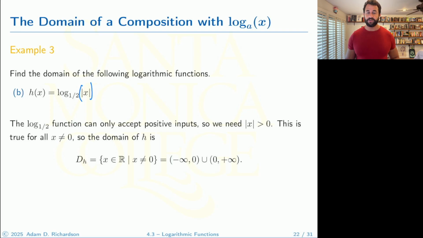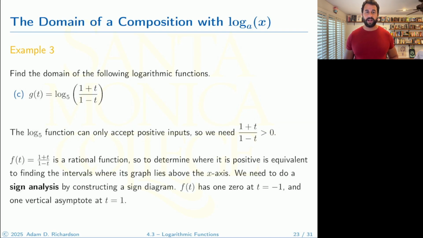Okay, now let's do the more tricky one. So here we are actually composing that log function with a rational function, the rational function right there. So the rule is still the same. Whatever is going in to that log function has to be positive. So what we really need to know is when that function is positive, okay? It's a rational function. We looked at how to analyze those back in chapter 3 at the end. So we're going to use that technique here again. What we really need to find is the intervals where the graph of this function lies above the x-axis. Because whenever it's above the x-axis, it's positive, right? The outputs will be positive.